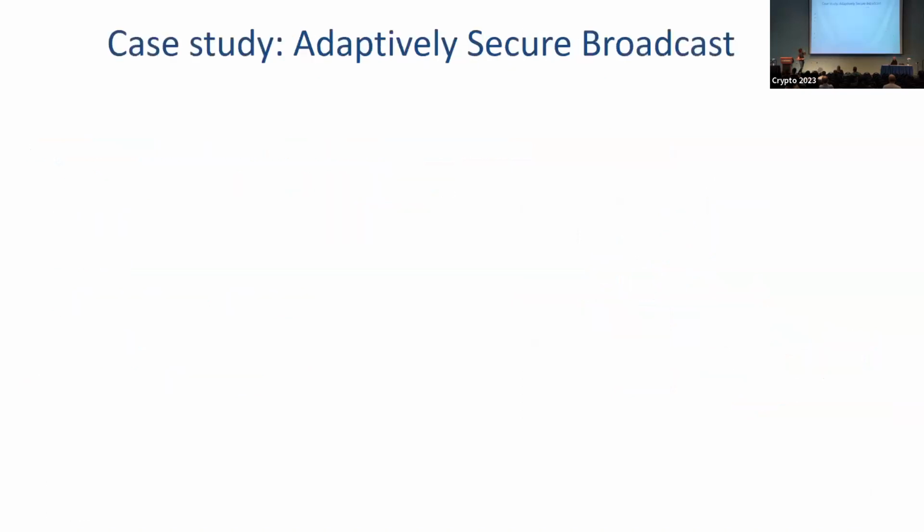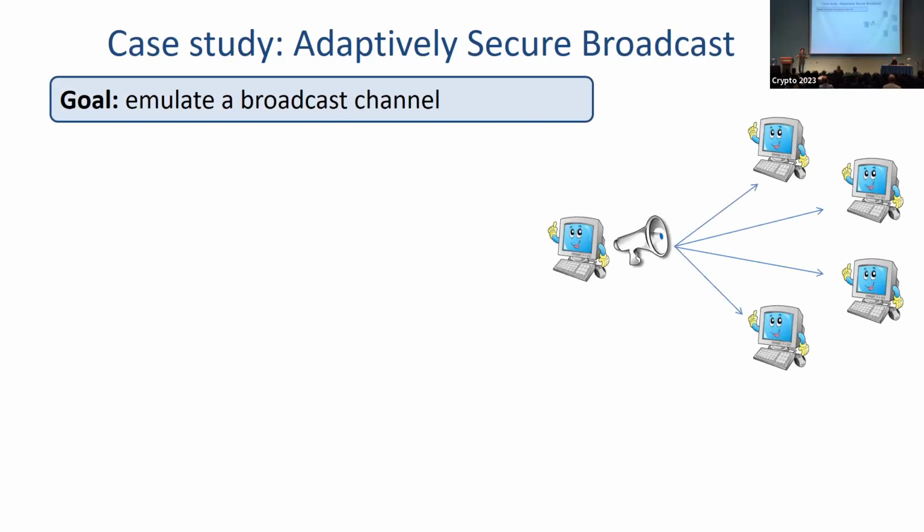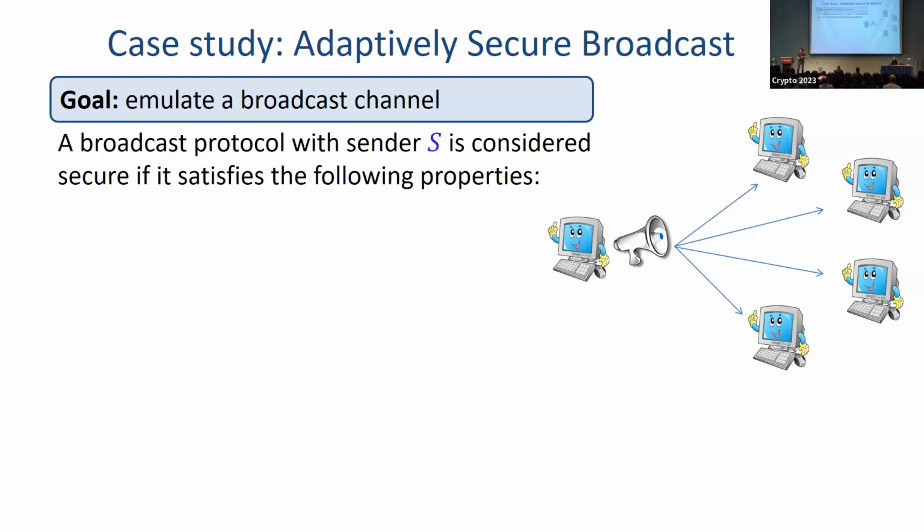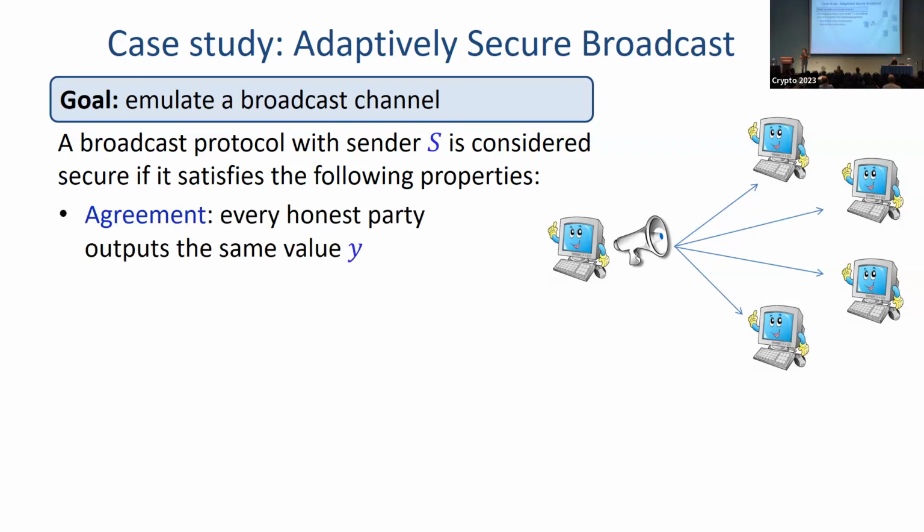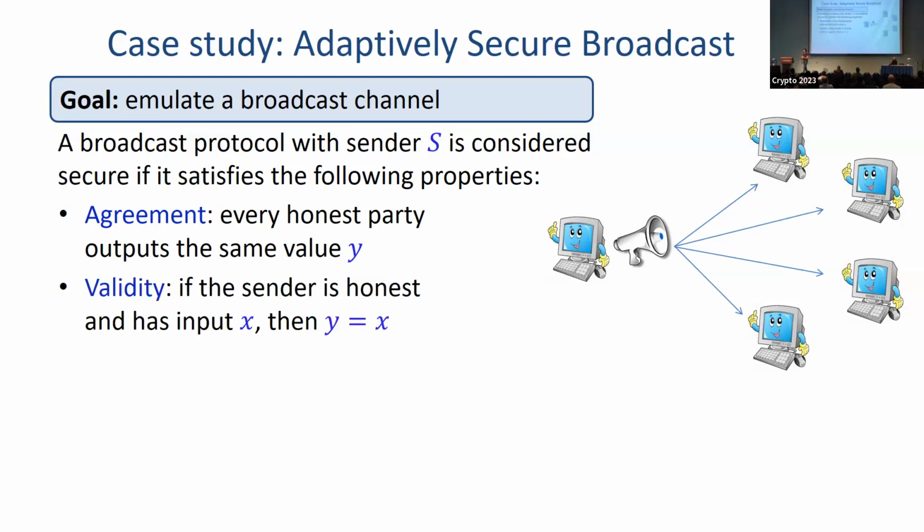And as a case study, we focused on adaptively secure broadcast. So in a broadcast protocol, the goal is to emulate a broadcast channel. What's a broadcast channel? Here's a broadcast channel. I talk, everybody hears me, right? And everyone hears what I say. So we want to actually capture that property. And with the broadcast protocols, as the previous talk said, we want normally two properties. We want that all parties will terminate with a common output. And if the sender is honest, we want them to terminate with the sender's input.